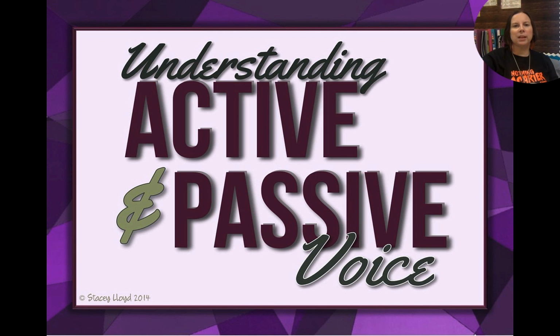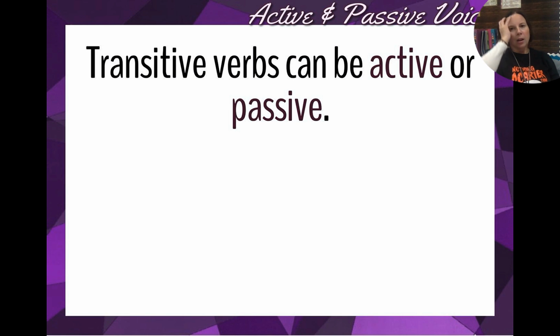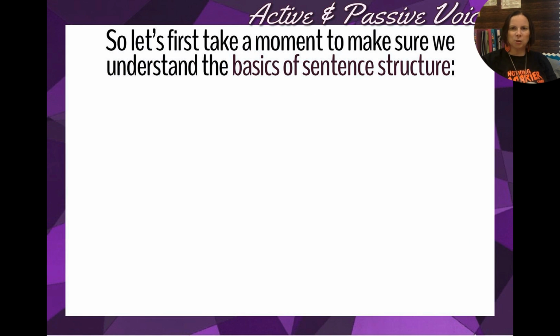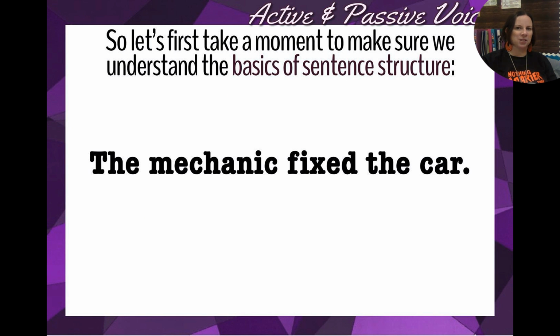Okay, so here's active and passive voice. Transitive verbs can be active or passive. Therefore, sentences can be described as being in the active or passive voice. I know you guys didn't really learn transitive verbs, but we're going to kind of learn them as we go here. So let's take a moment to understand the basics of sentence structure.